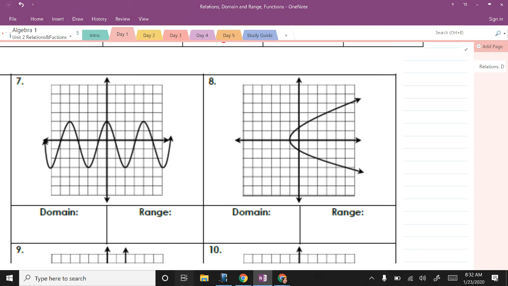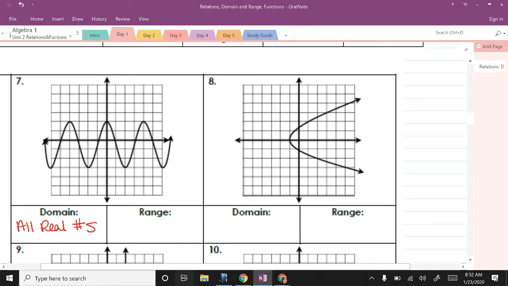All right, so domain, the x's, that's left to right. What are we doing left to right on this graph? We going forever? Yes, ma'am. So the domain is what? All real numbers.